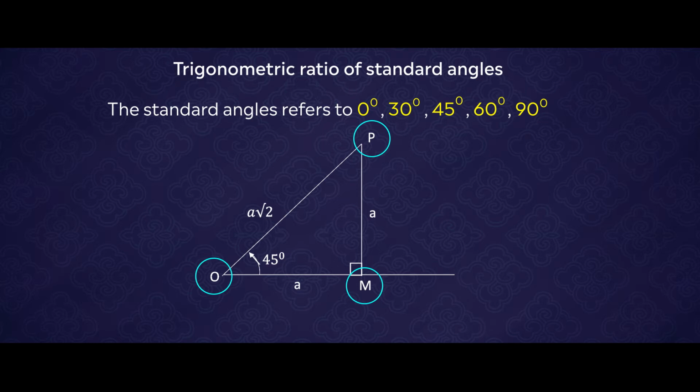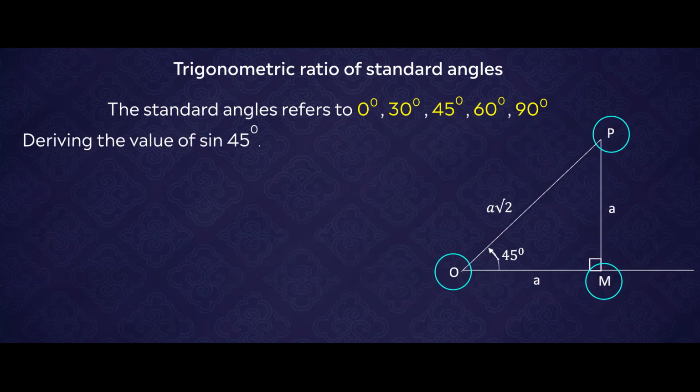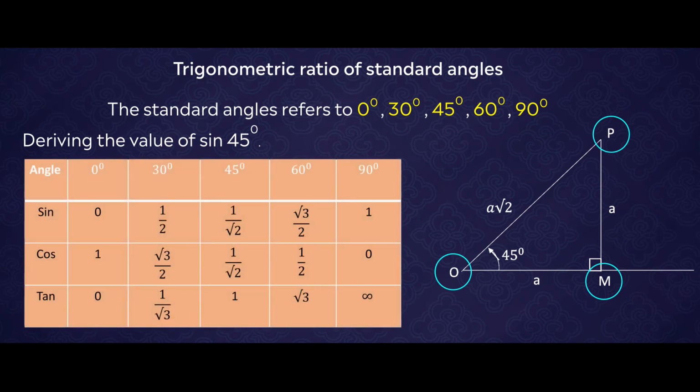So, using the Pythagoras theorem, we can calculate the length of OP, that is A times root 2. Now, deriving the value of sine 45 degree. Sine of this 45 degree will be the perpendicular height PM, A, divided by the hypotenuse, which is A root 2. So the A's get cancelled, and you will get 1 by root 2.